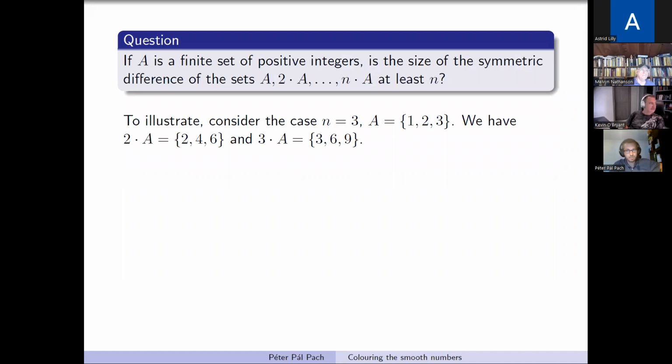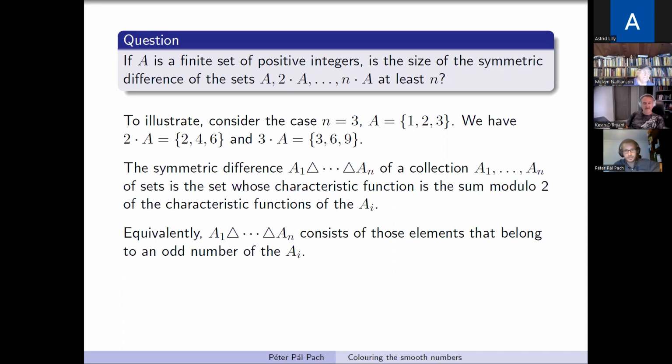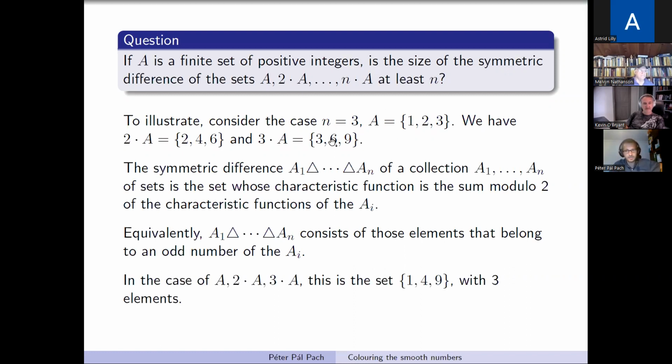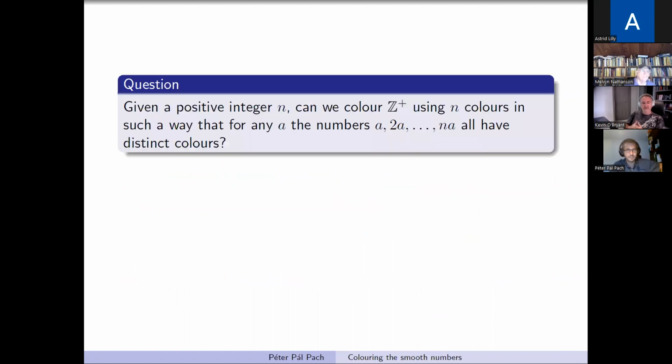Just to see an example, if n is 3 and A is the set of the first 3 positive integers, then 2A is 2, 4, 6 and 3A is 3, 6, 9. The symmetric difference is the set of those elements that appear in an odd number of the sets. So in this specific case, the symmetric difference of the 3 sets turns out to be the set of the first 3 square numbers. So its size is at least 3, which means that in this specific case, the conjecture holds. And the question which is the topic of this talk is the following one.